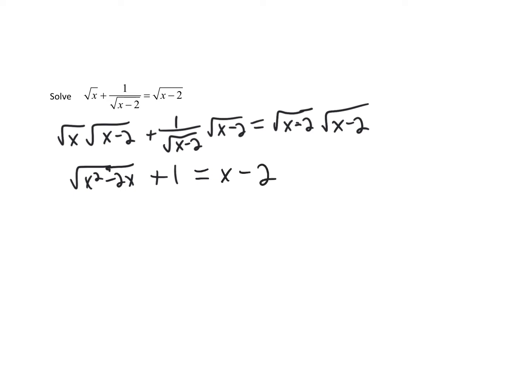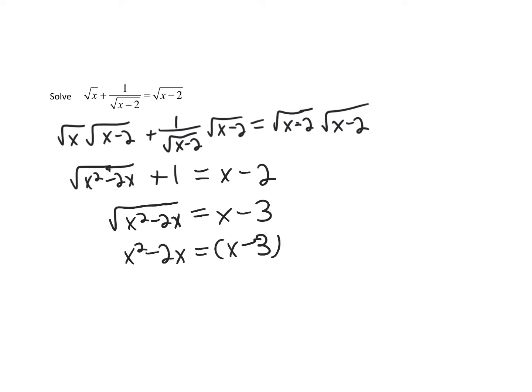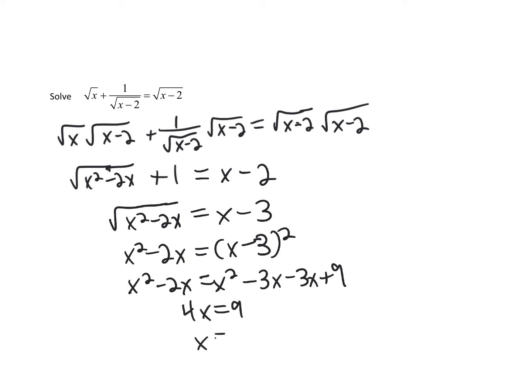Now we can isolate the root by subtracting 1, and then square both sides. Remember to FOIL the right-hand side, so x squared minus 3x plus 9. Collect like terms, the x squared subtract out, you'll have 4x equals 9 and x equals 2.25.